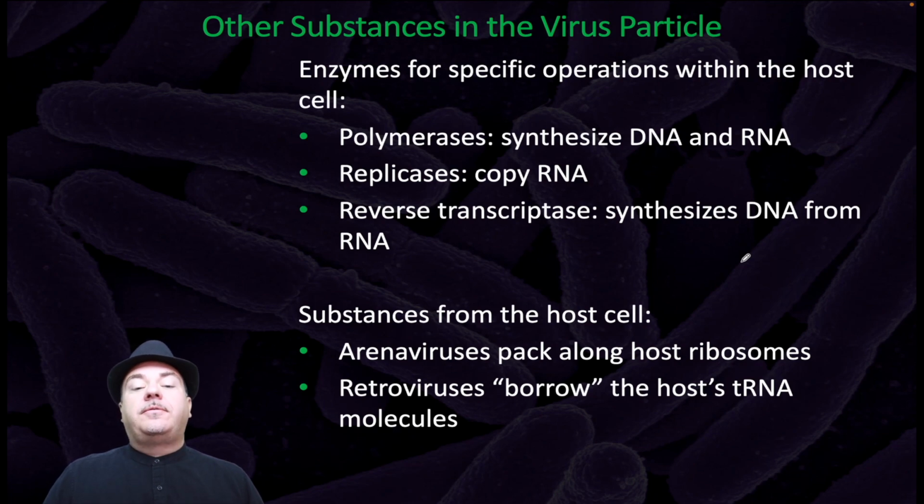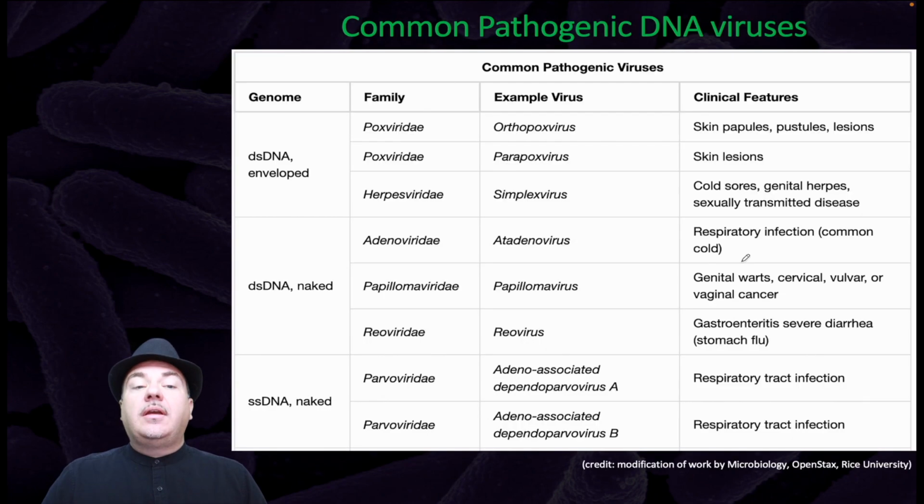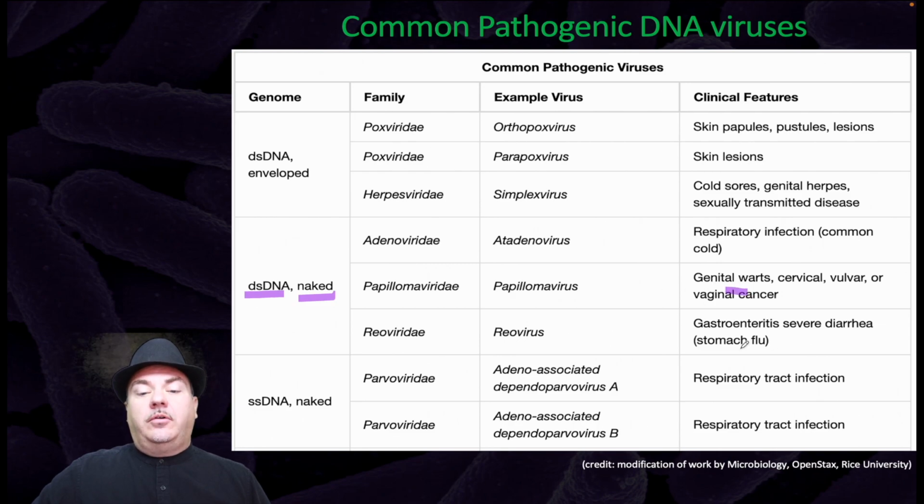You can also have substances from the host cell within the virus particle. For example, rhinoviruses pack along host ribosomes, and retroviruses borrow the host tRNA molecules. Here are some examples of common pathogenic DNA viruses. You can have DNA viruses that contain double-stranded DNA and an envelope, for example, the one that can cause herpes. You can have double-stranded DNA that are naked viruses, for example, the ones that can cause genital warts or the stomach flu. Or you can have single-stranded DNA that is a naked virus, and these cause respiratory tract infections.